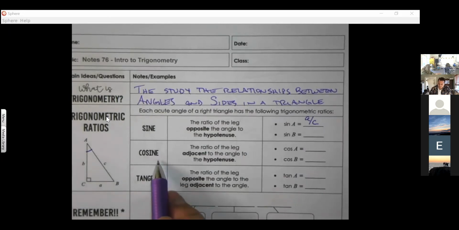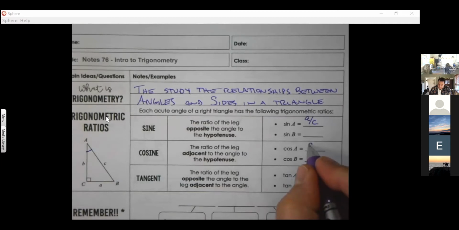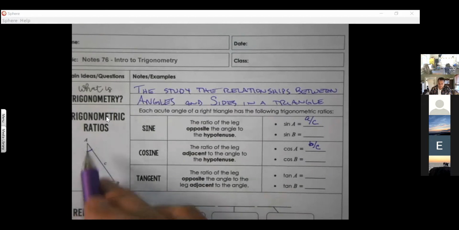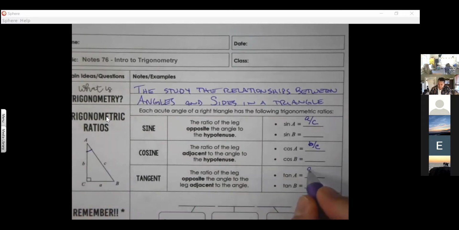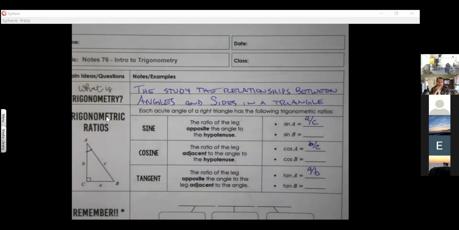And then the cosine of angle A would be the calculation of the adjacent side over the hypotenuse. So that'd be B over C. And the tangent operation takes that same angle and it just gives you the ratio of the opposite side to the adjacent side. So A over B. In other words, it magically changes an angle into the ratio of the sides. It talks about the relationship between angles and sides.